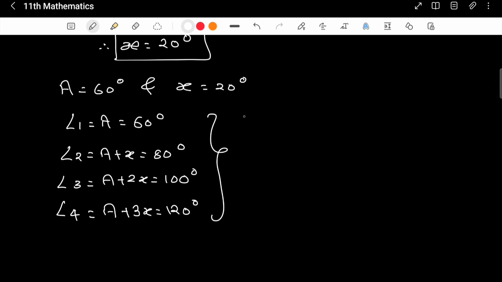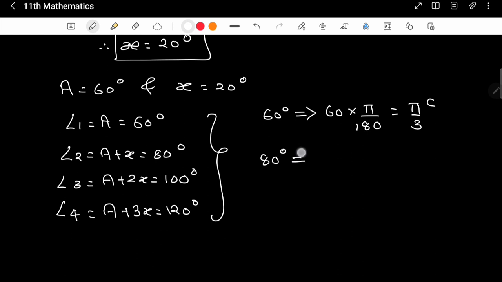We have to convert them into radians. So 60 degrees, when converted into radians, is 60 into pi by 180, which is equal to pi by 3 radian. Then 80 degrees when converted into radians is 80 into pi by 180, which is, 2 fours are 8, 2 nines are 18, 4 pi by 9 radian. So 60 degrees is equivalent to pi by 3 radian, 80 degrees is equivalent to 4 pi by 9 radian.